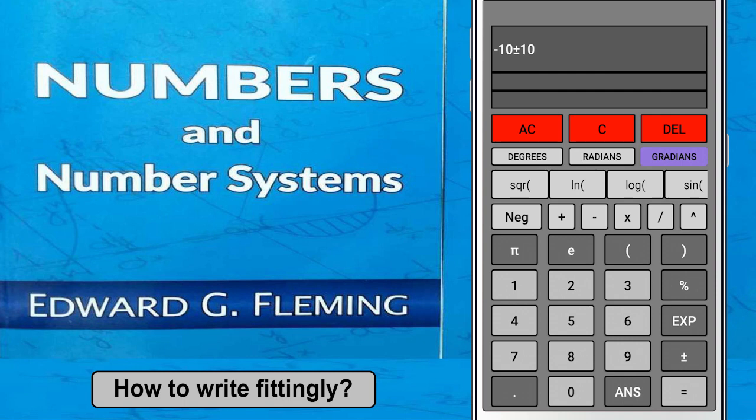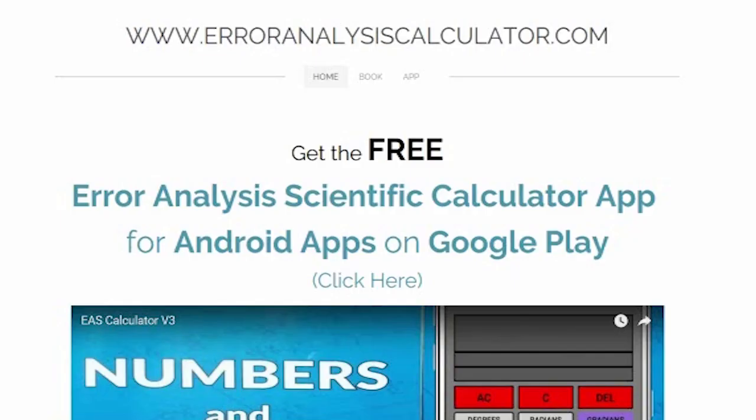Enter negative, that is the neg key, and 10 plus or minus 10, then hit equals. This time there is no answer that has a plus or minus percentage because 0 lies between the minimum acceptable value and the maximum acceptable value, inclusive.